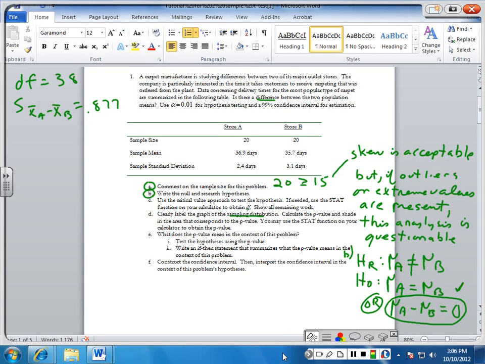Okay, so moving on to part C, we're going to use the critical value approach, which is going to say reject the null hypothesis if the t-test statistic is greater than some value or less than negative that value. That's because we have a two-tailed test here. And if you look up the two-tailed test at alpha 0.01 and 38 degrees of freedom, you should see 2.712. So then we'll compute the t-test.